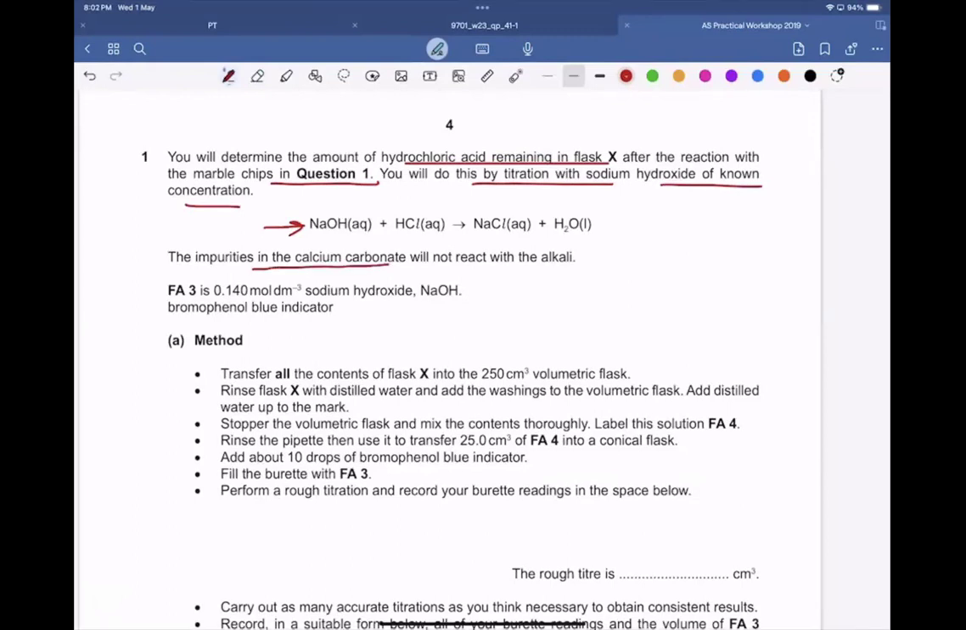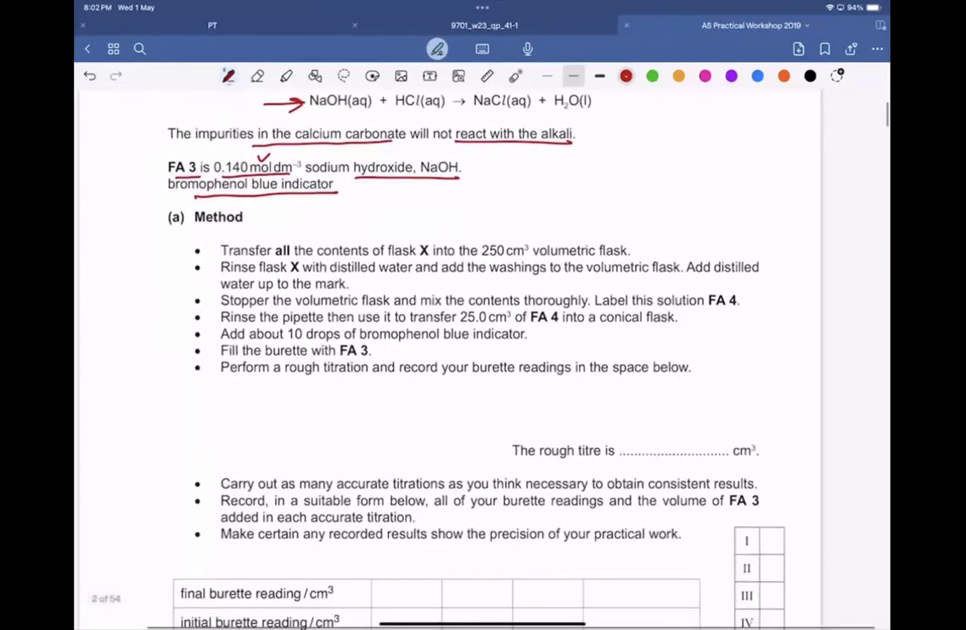The impurities in the calcium carbonate will not react with the alkali. FA3 is 0.14 mole per dm cube sodium hydroxide, and bromophenol blue is the indicator. So they have given you the indicator, bromophenol blue, and for sodium hydroxide they have given you its concentration, and we have to determine the amount of hydrochloric acid. Now here they have given you the method. I hope all of you know how to perform the titration, isn't it?